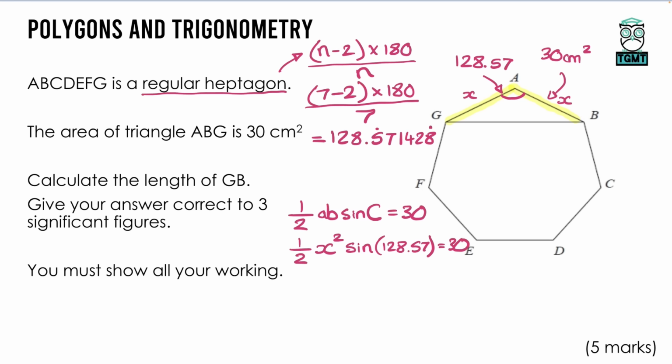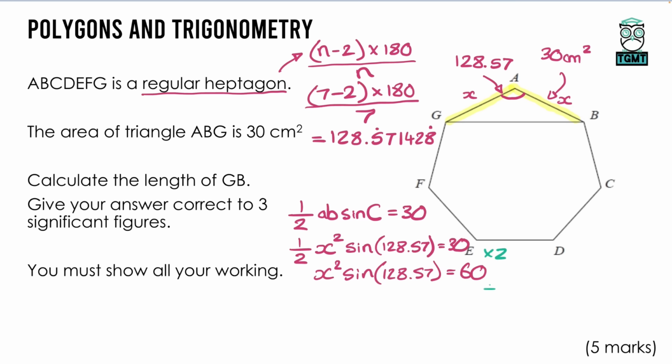Now we need to rearrange this formula. We want to know what the value of x is. If we can figure out the value of x, then we can figure out the side length, because we'll be able to use the cosine rule like we have done on a previous question. So here, let's first times everything by 2, which will get rid of that half. So we'll have x squared sine 128.57 equals 60. And there we go, that's just timesing both sides by 2.